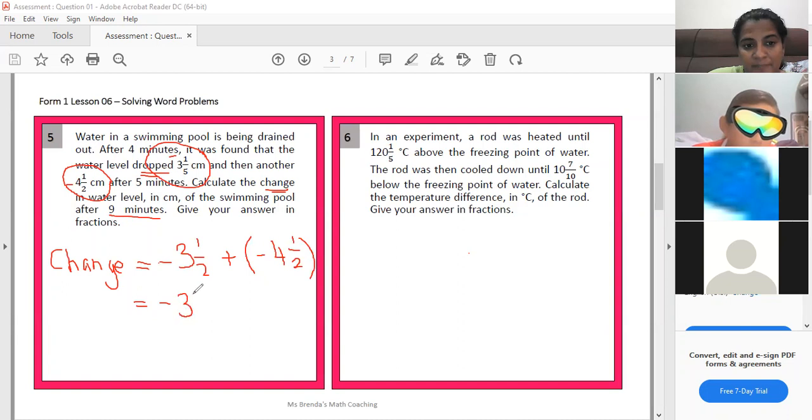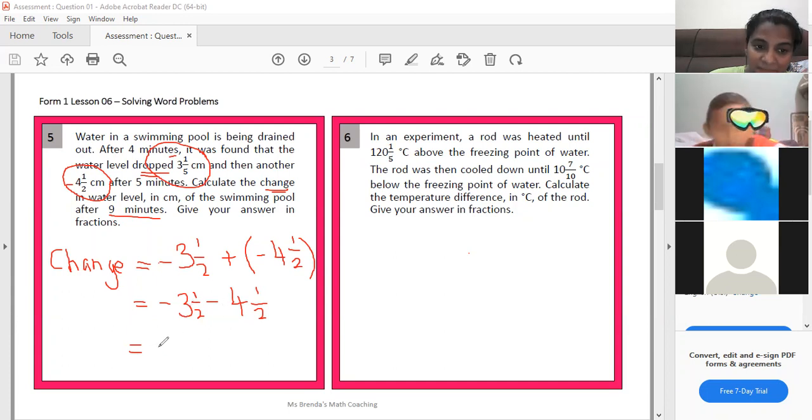So negative 3.5 minus 4.5 equals negative 3 minus 7. Minus 4 is already negative 7. Half minus half will be how much, guys? What is the answer? Can I have it in chat? Okay, let's wait for your answers. Work this out on your side and tell me what is your answer.